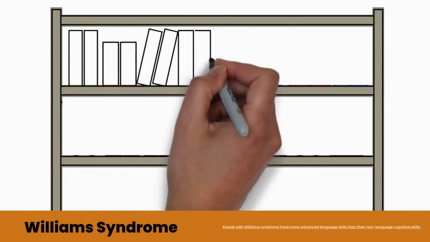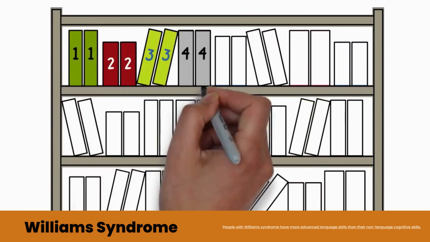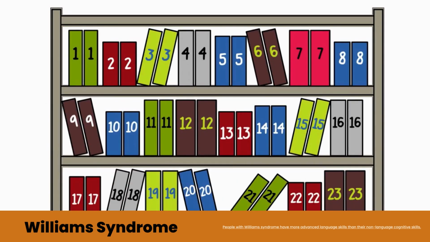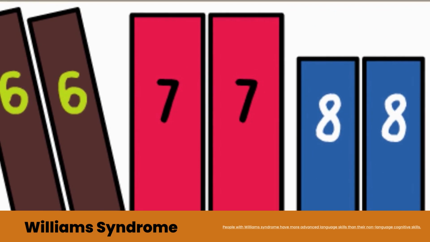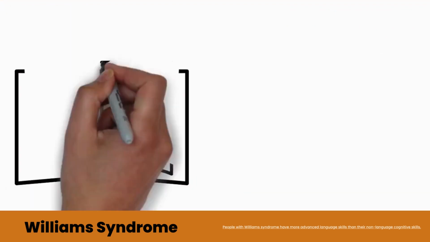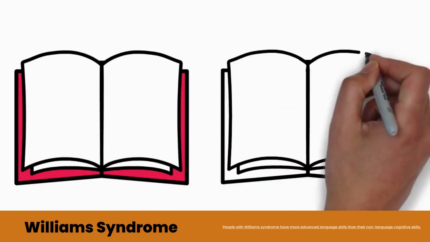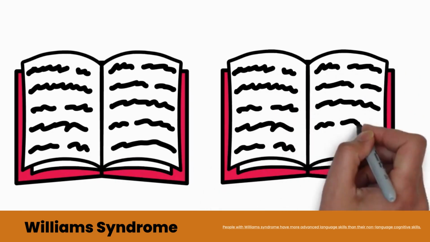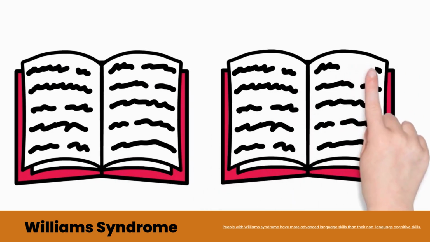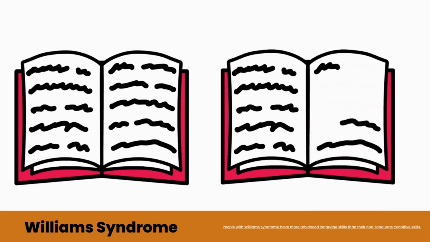Let's pretend that a person is a library. Each library has 2 copies of 23 different books, 46 books in all. For most of the libraries, both copies of each book are identical. But in the Williams syndrome library, one copy of book number 7 is a little bit different. It is missing 28 words. Just 28 words, or about 3 sentences in a row, are missing somewhere in the middle of the book. That's not very much, is it?